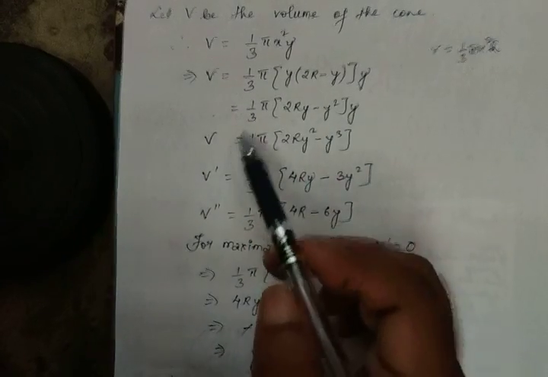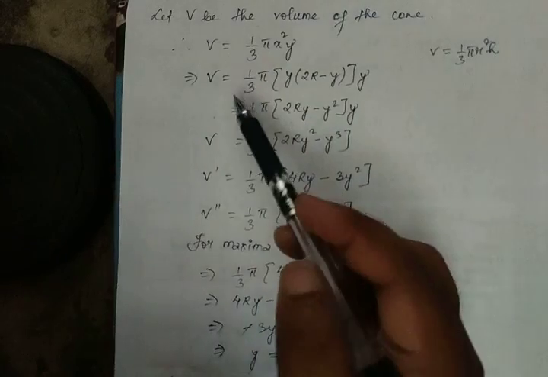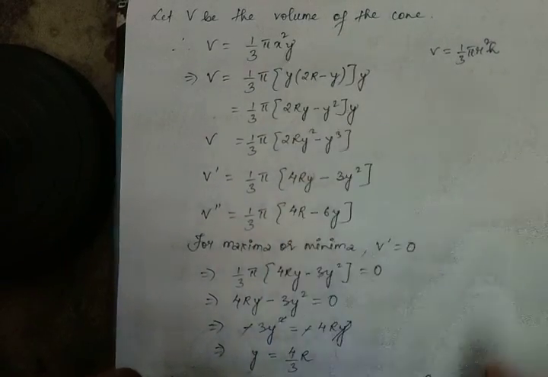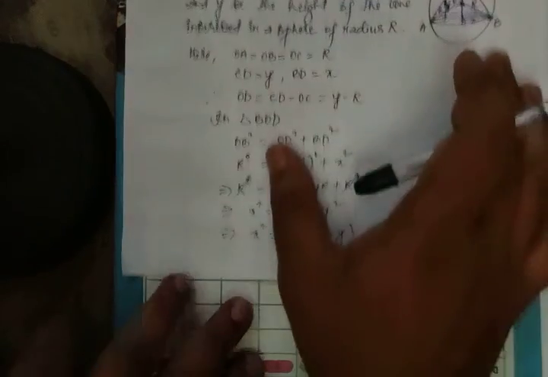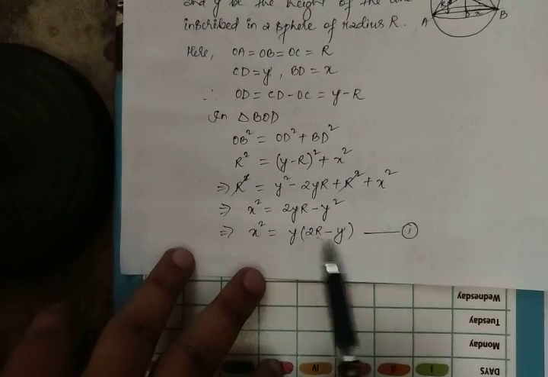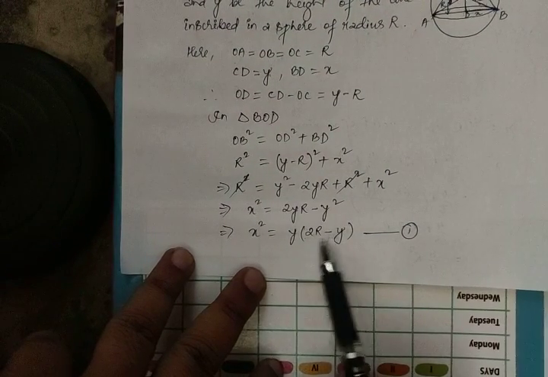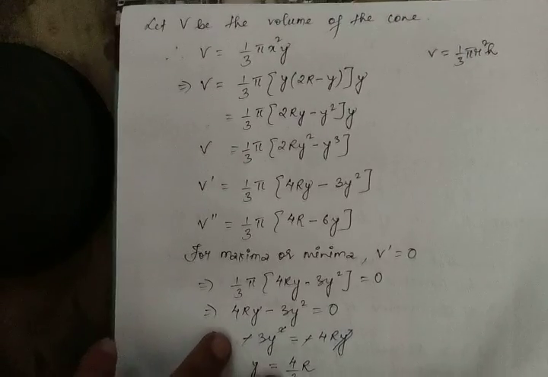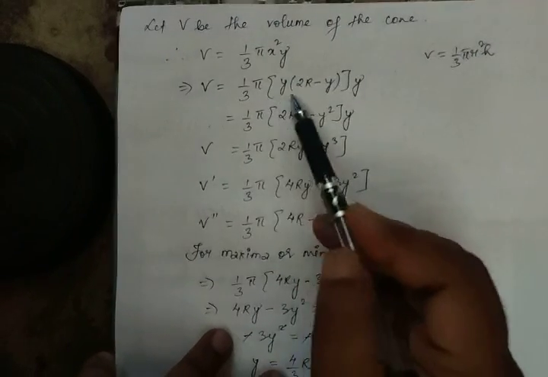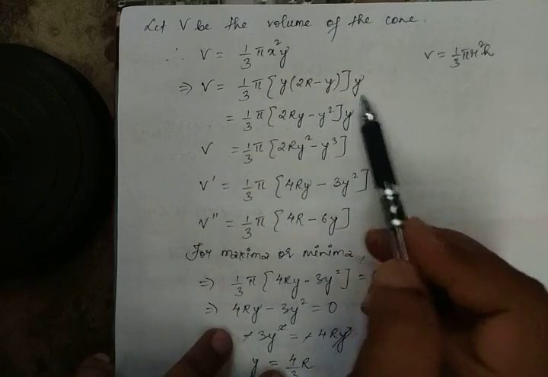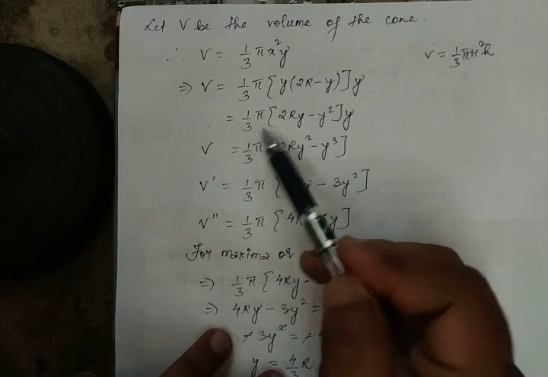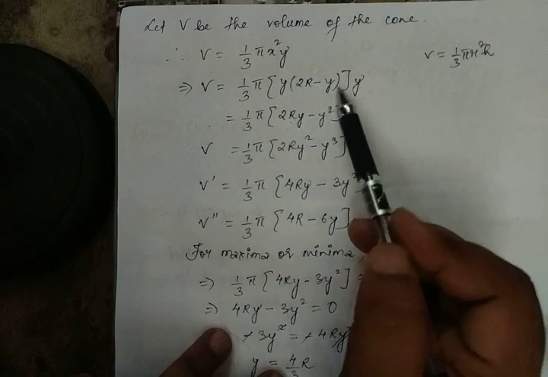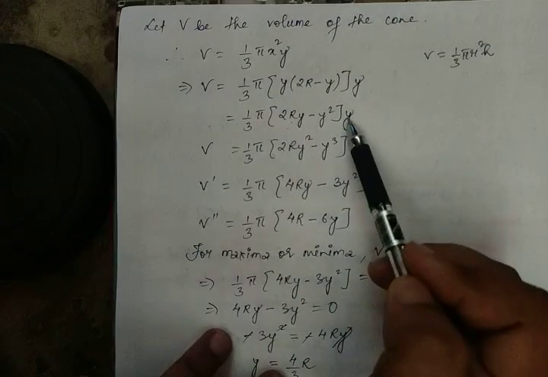Now let us put the value of X square from equation 1. So V equals 1 by 3 pi X square, and X square you got as Y into 2R minus Y. So in place of X square we put this value. Here it is 1 by 3 pi Y into 2R minus Y into Y. So we get 1 by 3 pi, then you multiply Y into 2R, which is 2RY, minus Y into Y, which is Y square into Y.